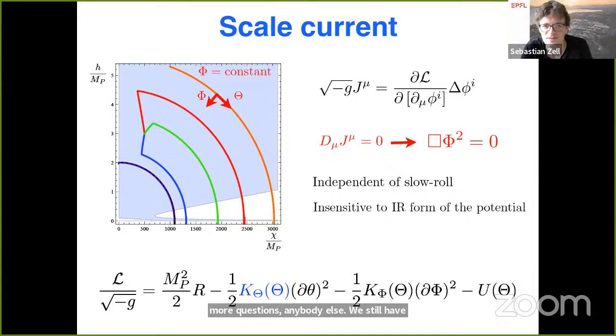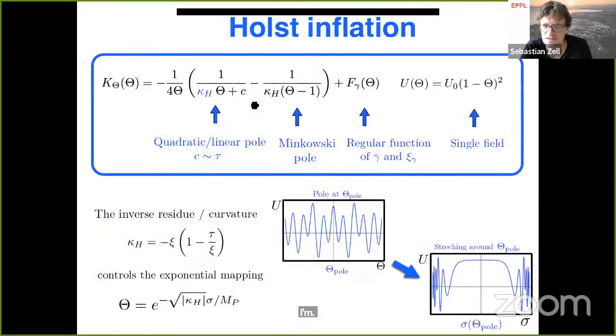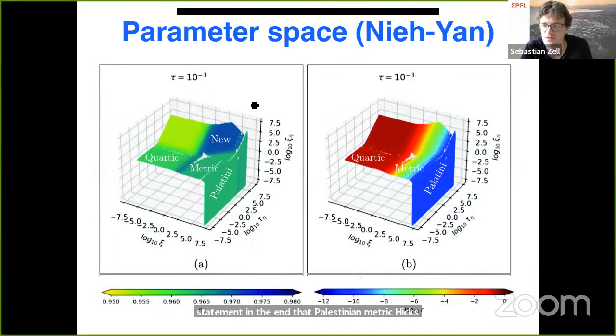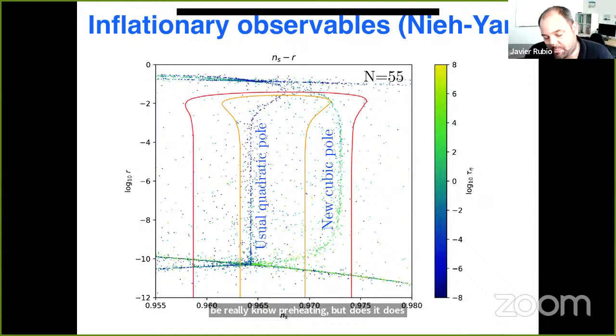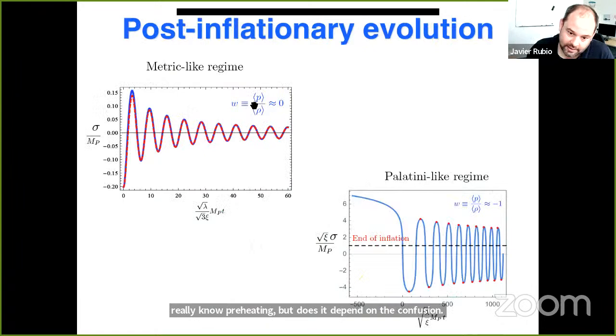Thanks a lot for the talk. I'm wondering about your statement in the end that Palatini and metric Higgs inflation can be distinguished using the reheating dynamics, so the different number of e-foldings in particular. Now, in the metric scenario, do we really know the preheating, or does it depend on the UV completion? That depends on the UV completion. That's a good question. Still, there is an uncertainty in the number of e-folds.